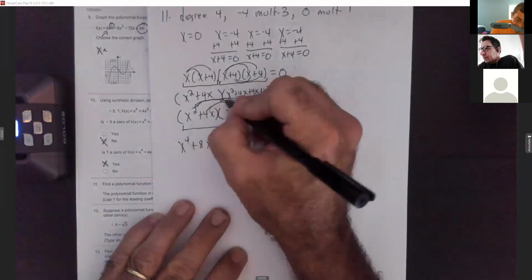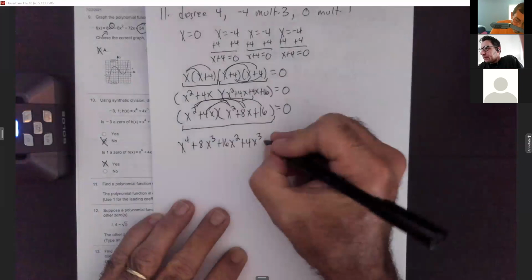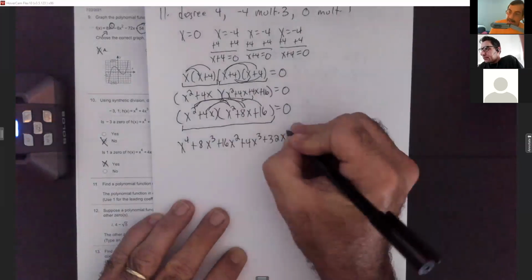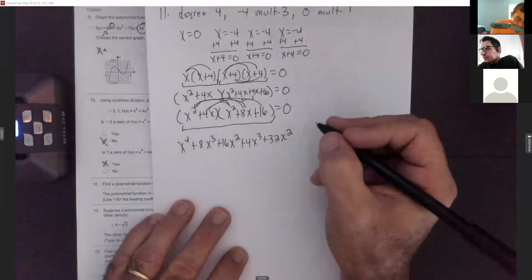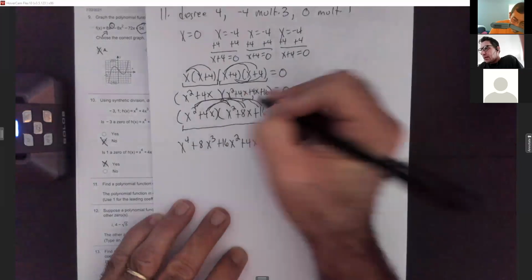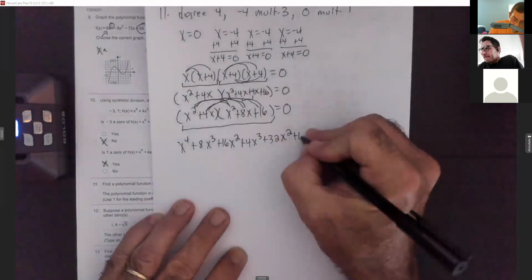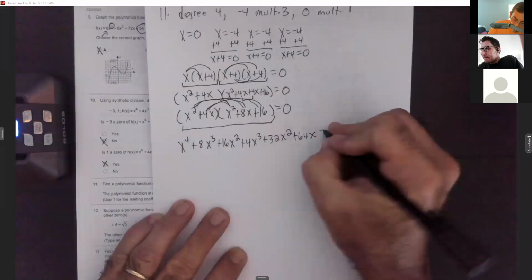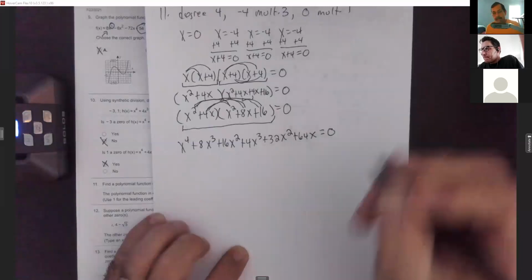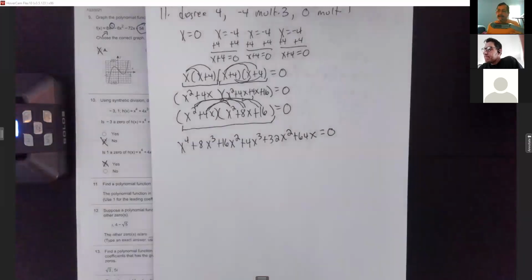4x times 8x is 32x squared. 4x times 16 is 64x. All that equal to 0 technically. So I got one more step, and that's to combine all these like terms.